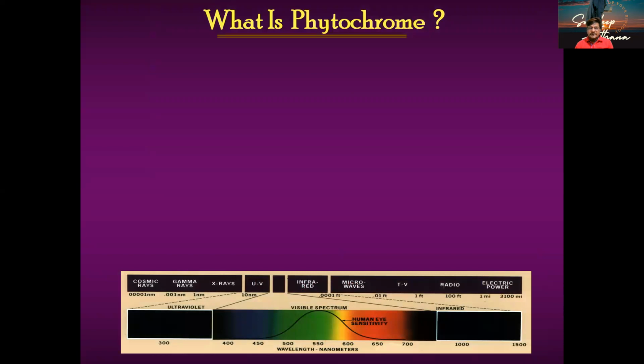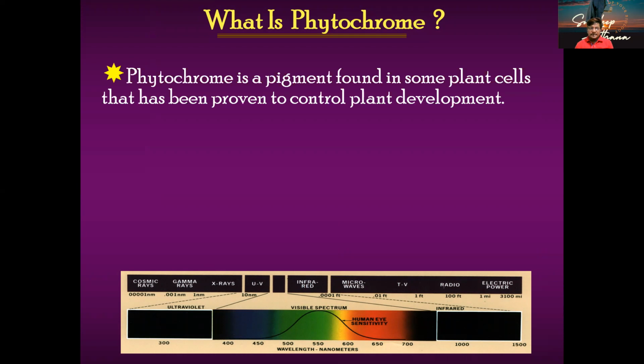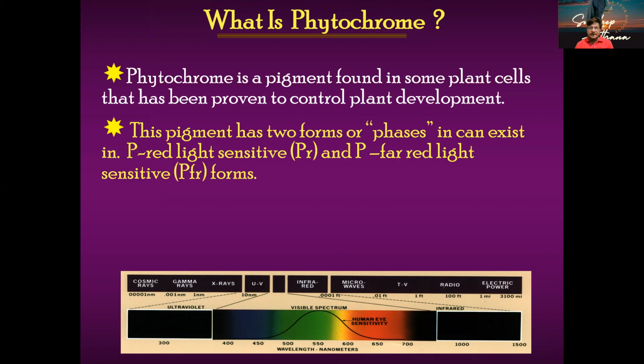Let me first just begin. What is a phytochrome? As I told you in the beginning, it is a pigment found in the plant cell, basically seated in the leaf, where it controls the development of the plant and the physiology of the plant. More importantly, the flowering of the plant. We'll go a little into the mechanism as well, within a few minutes.